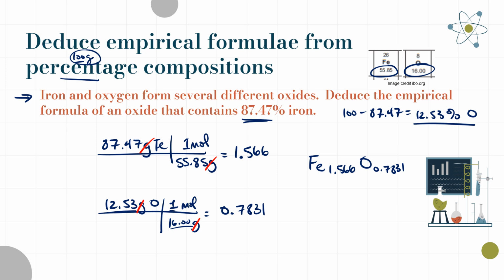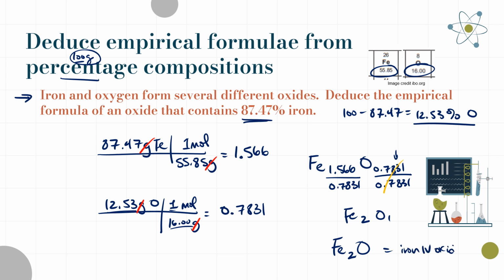We don't love these decimals. We want whole number ratios. So to scale up to a whole number, we're going to divide both of these by the smallest. Oxygen's number is the smallest. So I'm going to say divide both of these mole numbers by the smaller. That means that this oxygen number is now 1. Lovely, we've got a whole number. What is 1.566 divided by 0.7831? Well, that's going to round to a 2. And so our empirical formula, which is also the formula unit because it's an ionic compound, is Fe2O. This is iron(IV) oxide.